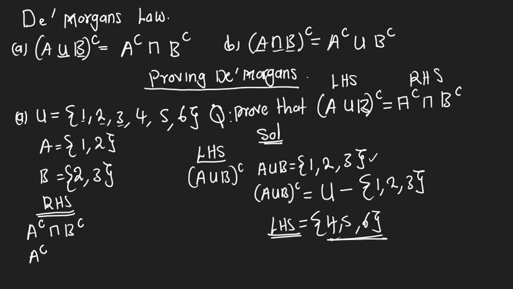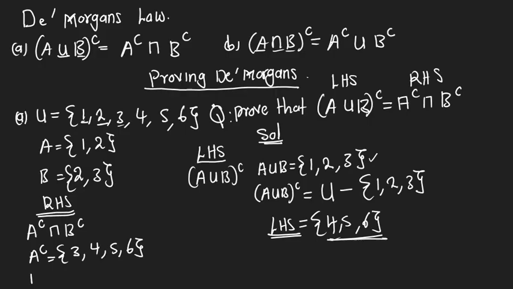A complement means remove everything in A, whatever you're going to remain with in the universal, that becomes the answer. So for A, we are removing 1 and 2, and what we are going to remain with is 3, 4, 5, and 6.